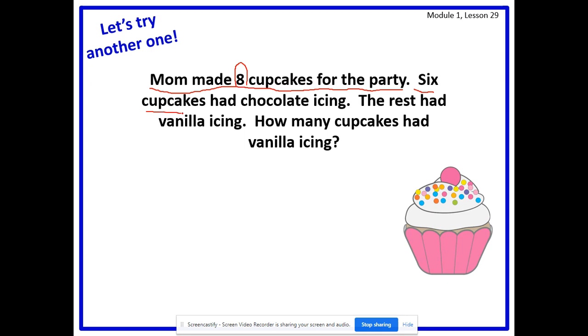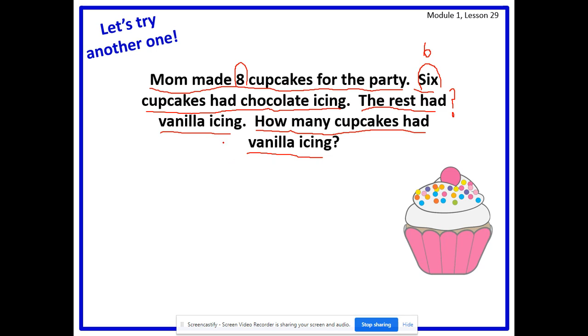6 cupcakes had chocolate icing. How many cupcakes had chocolate icing? Get ready. 6. Let's go ahead and circle 6. Put a number 6 at the top. The rest had vanilla icing. Do we know how many had vanilla icing? Get ready. No, right? So we're going to put a question mark there. Our question asks, how many cupcakes had vanilla icing?